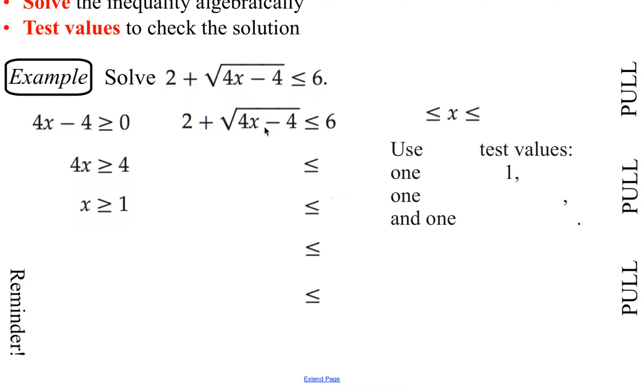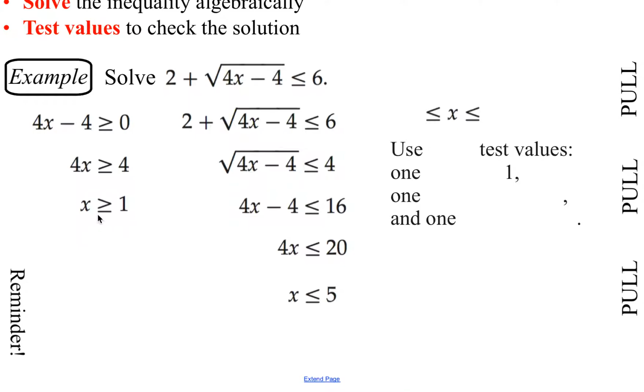Now our second step is to solve the inequality like we have done in the last slides. We want to isolate that radical. So I'm going to subtract 2 from both sides, and then I'm going to square both sides. Okay, 4 squared is 16. The radical goes away. Add 4 to both sides. We get 4x is less than or equal to 20. Dividing by 4, we get x is less than or equal to 5.